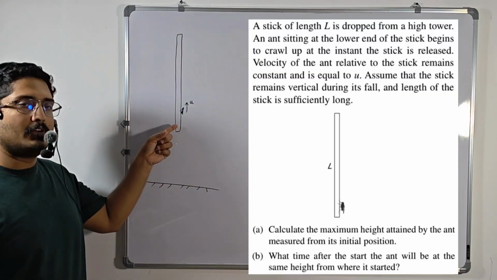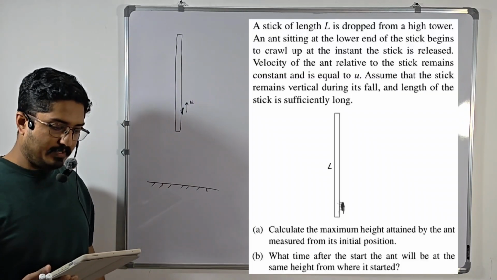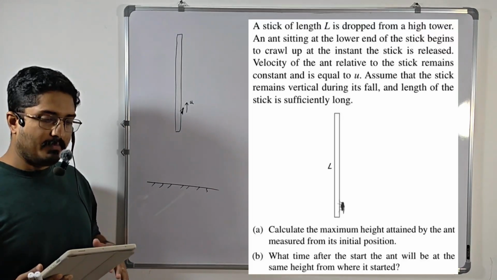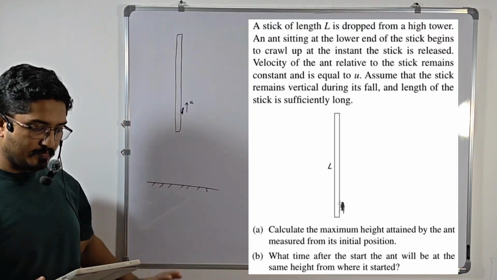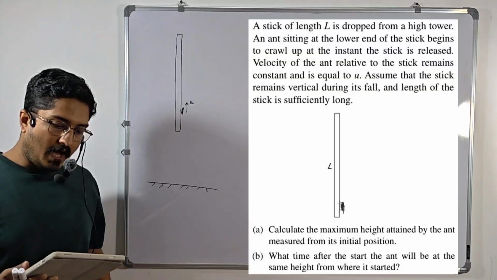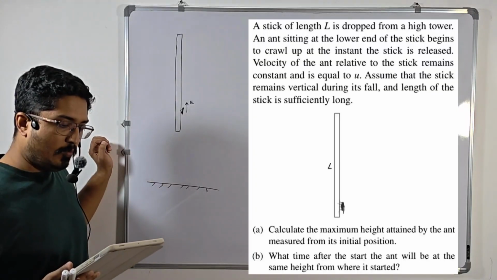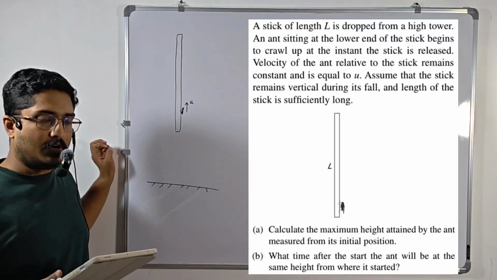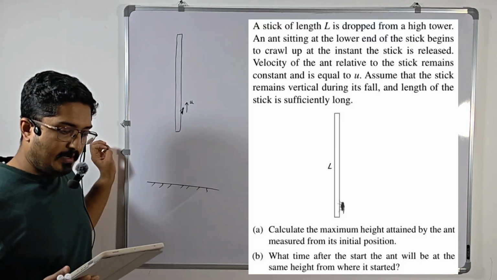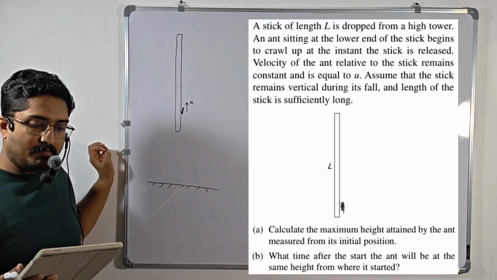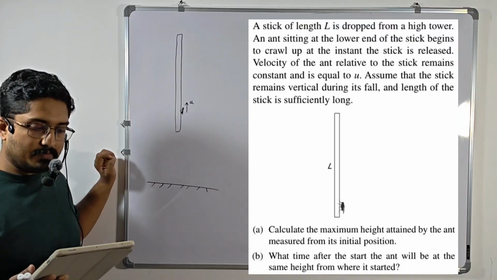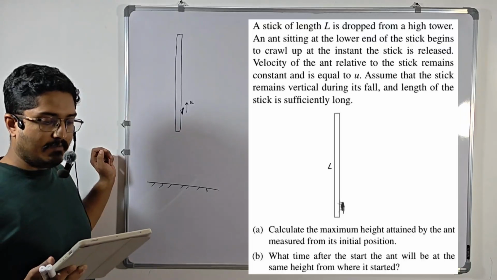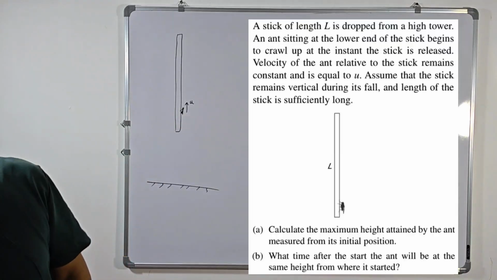At the bottom of the stick, you have an ant which is climbing up the stick. The velocity of the ant relative to the stick remains constant, and that velocity is u. Assume that the stick remains vertical during its fall and the length of the stick is sufficiently long. Then calculate the maximum height attained by the ant measured from its initial position, and what time after the start the ant will be at the same height from where it started.